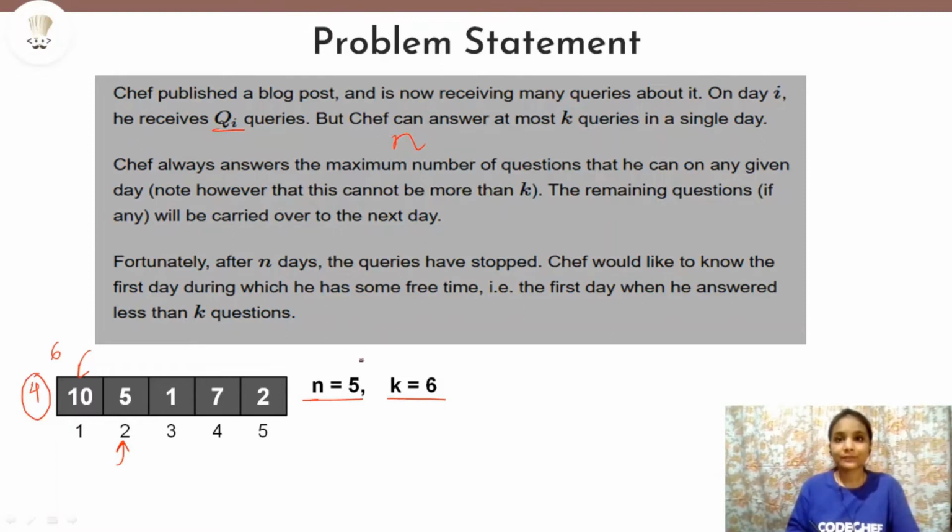And now what we need to find out? We need to find the first day on which Chef will answer less than k queries. As you can see, it's written here, the first day when he answered less than k questions. Now, this can only happen if on any particular day, the number of queries to be answered are less than the maximum queries that the chef can answer. Suppose on day 3, we have just 1 query to answer. So it is less than 6. We are not considering the leftover here, so leave that part for now, but try to understand what the question means. If 1 is less than 6, that means the number of queries to be answered on day 3 is less than the maximum number of queries that the chef can answer. Then that will be the day when he will have answered less than k queries. So now let us see how we can arrive at that day.